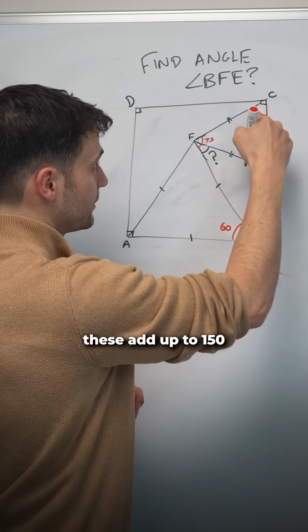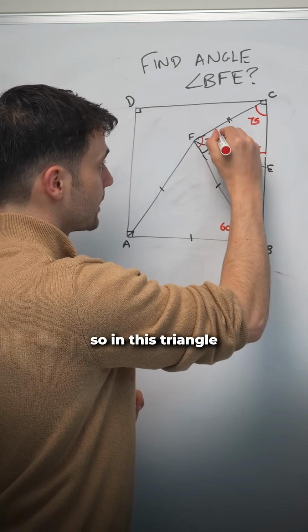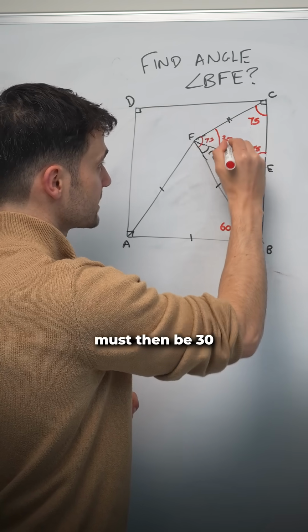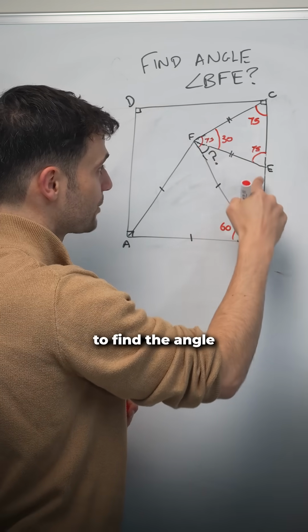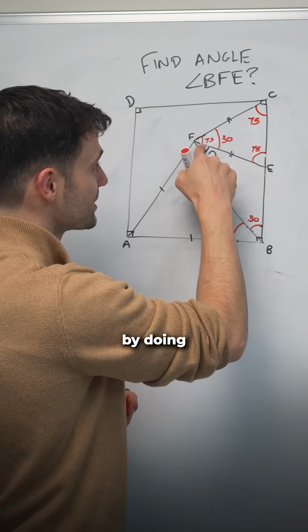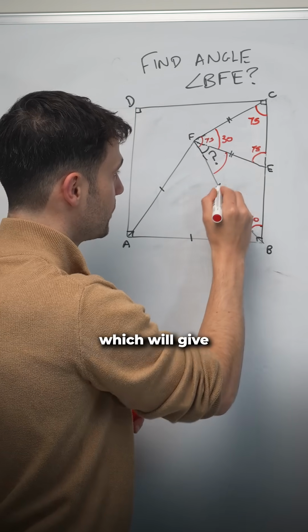And because these add up to 150, so in this triangle, this angle here must then be 30, we can use that to find the angle that we're missing, BFE, by doing 75 minus 30, which will give us 45 degrees.